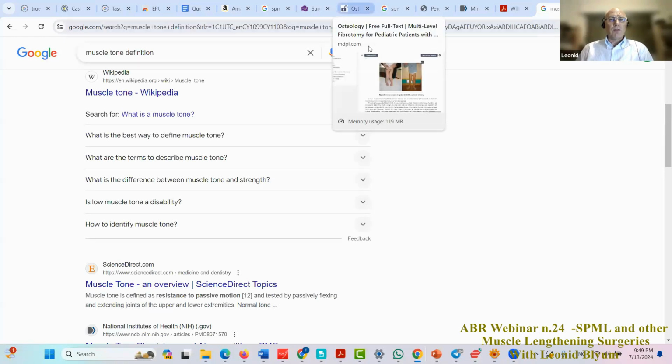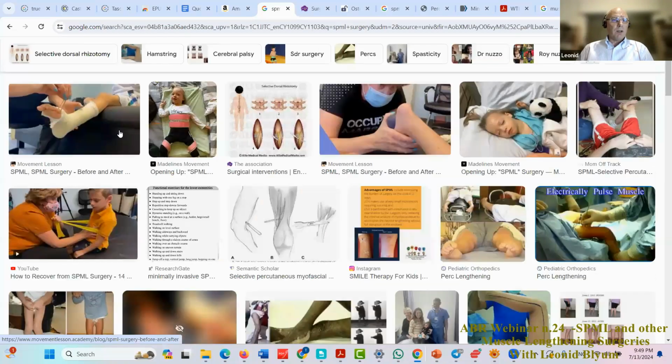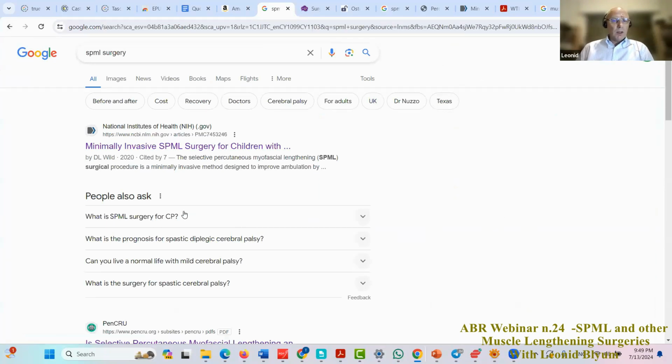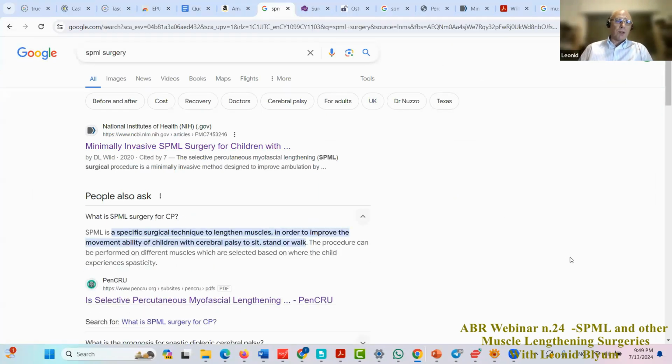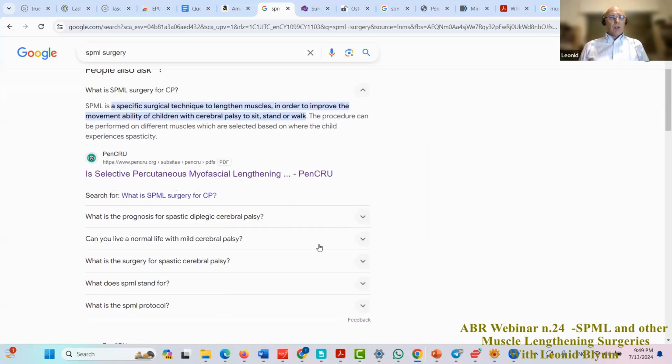but let's start in a more organized way with what Master Google gives us, and just do the basic thing by typing the SPML itself, and this is what we're going to get, right? So what is SPML surgery for CP? It is a specific surgical technique designed to lengthen muscles, in order to improve the movement ability of children with cerebral palsy to sit, stand, or walk. Right? So on paper, everything sounds really, really good.